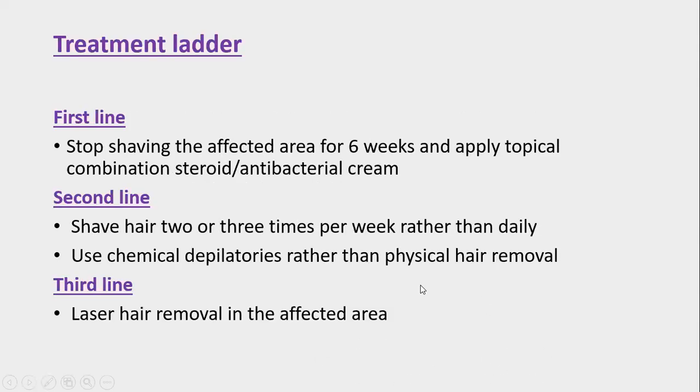So the treatment ladder would be like this. In the first line, stop shaving the area for 6 weeks and apply topical steroid antimicrobial cream. The second line treatment will be to restrict shaving to 2 to 3 times a week rather than daily, and use chemical depilators rather than physical hair removal. And the third line is the permanent hair removal of the affected area.